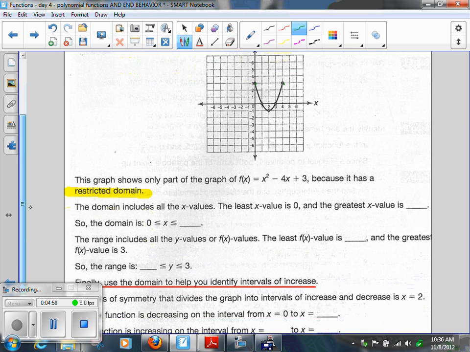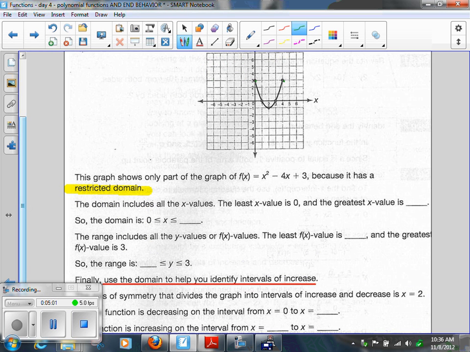So look at this figure. Look at this curve, this function, this parabola. It says this graph shows only part of the graph f of x is equal to x squared minus 4x plus 3 because it has a restricted domain. The domain includes all of the x values. Do you guys agree with that? We know that already. The least x value, and folks, this is what I'm telling you. You may have to draw some little notes here, but if I don't do this myself, I'm going to make a careless mistake, and I'm going to pull the wrong number. Okay, and I don't want to do that. I don't want to make careless mistakes.